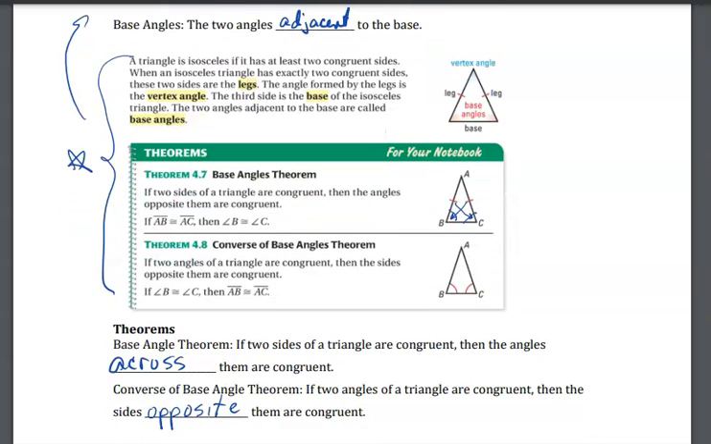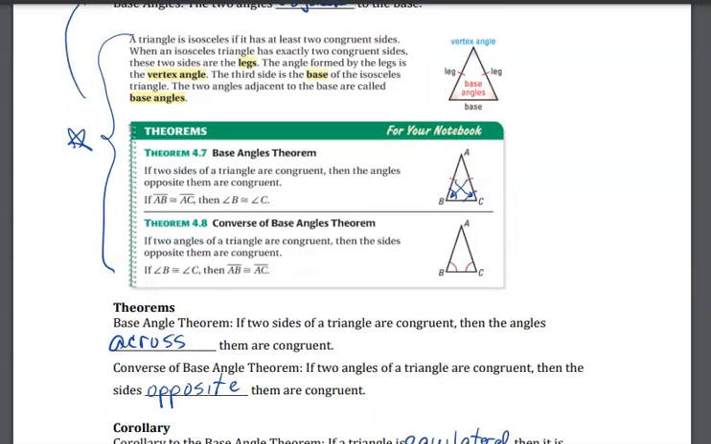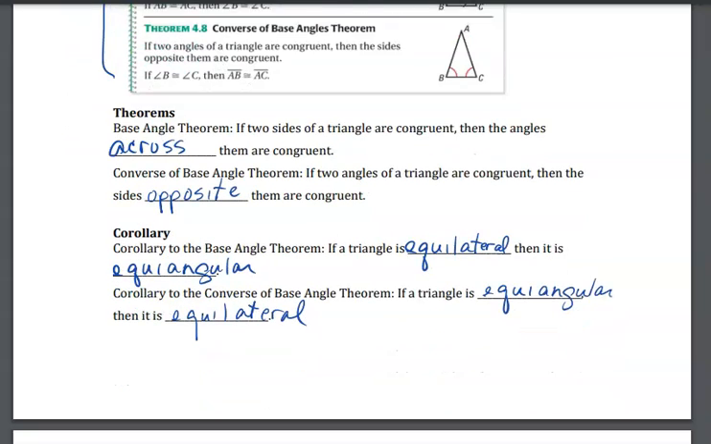So we have the theorem, which explains exactly what I just went through, and we have the converse of the base angles theorem. So these theorems are exactly what I just talked about. So let's read this. The base angle theorem: if two sides of a triangle are congruent, then the angles, you can either say across or opposite from them, are congruent. And the converse of the base angle theorem says that if two angles of a triangle are congruent, then the sides opposite them are congruent. Okay, so basically the same thing I just went over. So let's slide down a little bit more.